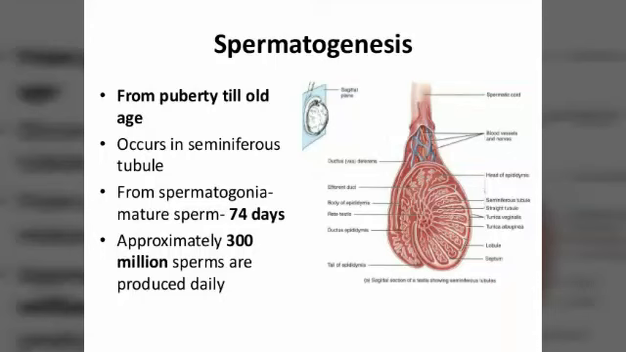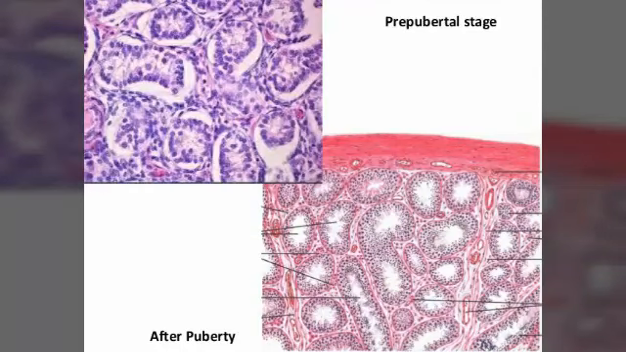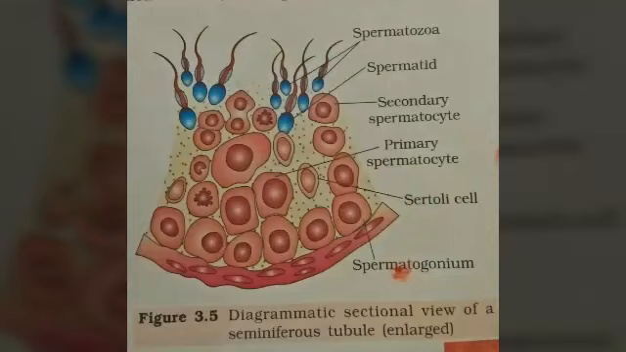Spermatogenesis is the process of formation of sperm through the germ cell. This is the structure of the pre-pubertal stage, and this is the structure after puberty. So many differences occur between these times. So this is the spermatozoa.